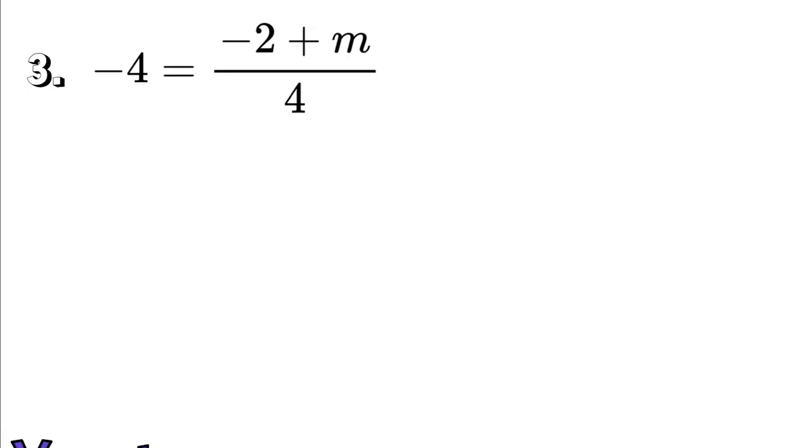Let's try one more example together, and this example is in a little bit different format because we have on the left -4 equals, and then we have -2 plus m all divided by 4. So the order that we do things is going to be a little bit different here because both terms on the right are being divided by 4, so we have to undo that division first. So the first step in this example is we're going to multiply both sides by 4.